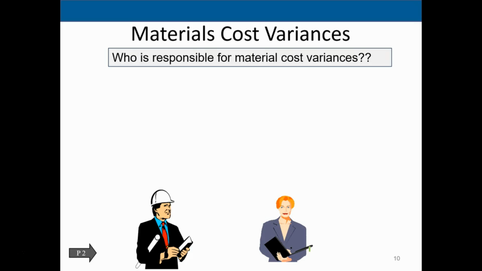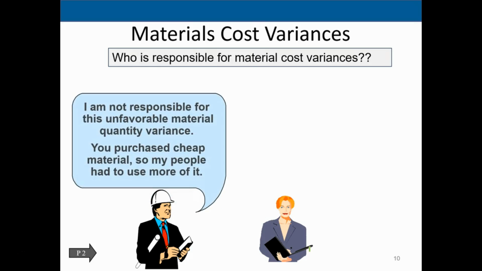If we take a look at this and ask, well, what's going on here, we could get some different opinions depending on the department we ask. So who's responsible for the material cost variance? This individual is going to say, I'm not responsible for this unfavorable material variance. You purchased cheap materials, so my people had to use more. So he's obviously in charge of the production, and we're coming to him and saying, hey, there's a material variance. You used more materials than we budgeted. Why did that happen? And his explanation, of course, is going to be that we didn't buy quality materials, therefore it cost more materials, and that may or may not be the case.